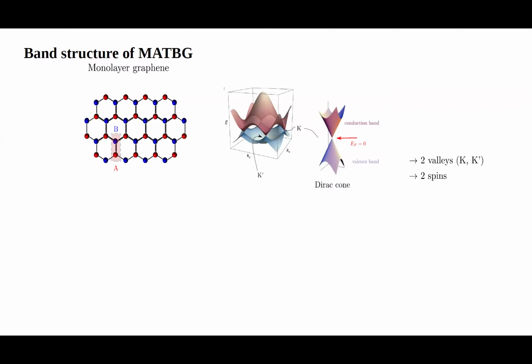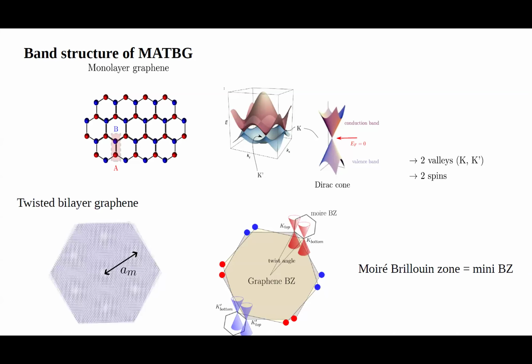Now, what about twisted bilayer graphene? We put two of those on top of one another and rotate with a really small twist angle. So you now have this large superlattice. And in the k-space view, the Brillouin zone view, you're going to have a mini or moire Brillouin zone. So this would be the Brillouin zone of graphene. I have two of those that are slightly rotated by the twist angle. And this gives me the new corners of the moire Brillouin zone.